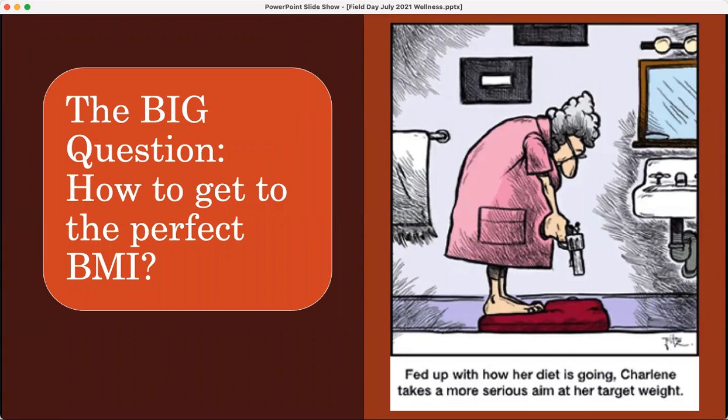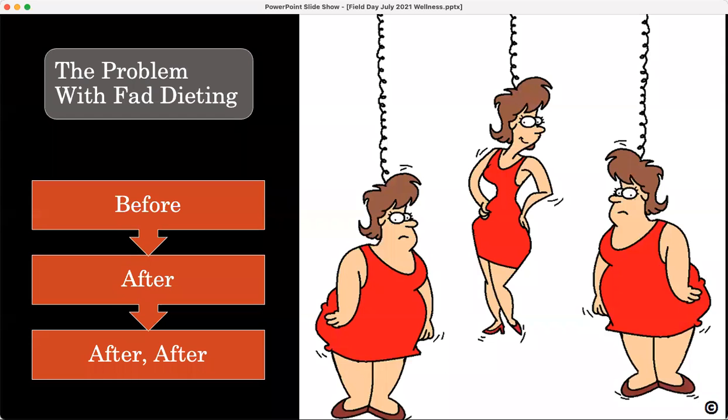The problem has been how to find that perfect weight, how to get to it. So this is Charlene taking a more serious aim at her target weight. And we're getting into the topic of fad dieting. This is an example of yo-yo dieting, where people have the before, the after, and then the after, where actually the weight comes back and even more so than before.